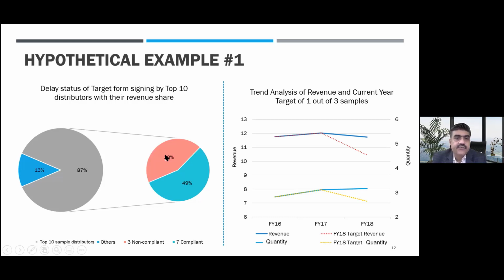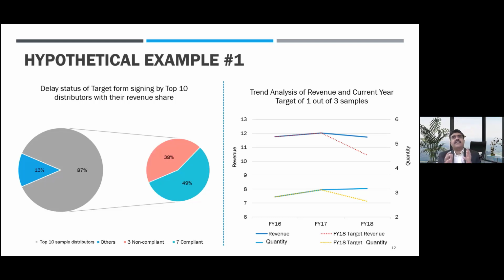So again, there is an issue which is there. But we did not stop there. We said, okay, now what has happened if the target forms are not signed on time? What is the real issue coming out of it? So the real issue is that you are not able to incentivize the distributor to take action on it. So probably there may be instances wherein there is no clear action, the basic purpose of the target forms is not being served. So that's where the concern is.